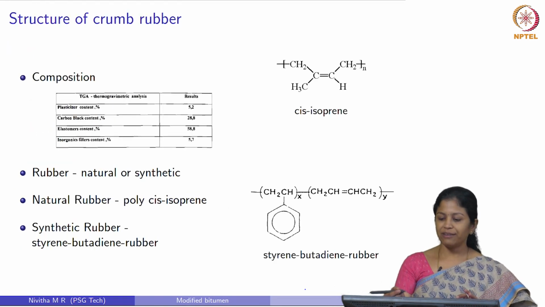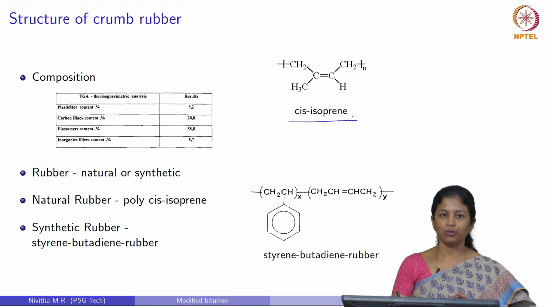So, again I have just added natural rubber also to show you what this natural rubber is composed of. It is called cis isoprene. We have isoprene in a cis isomer format.